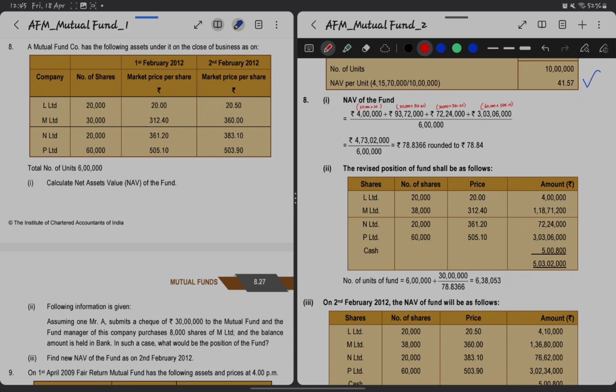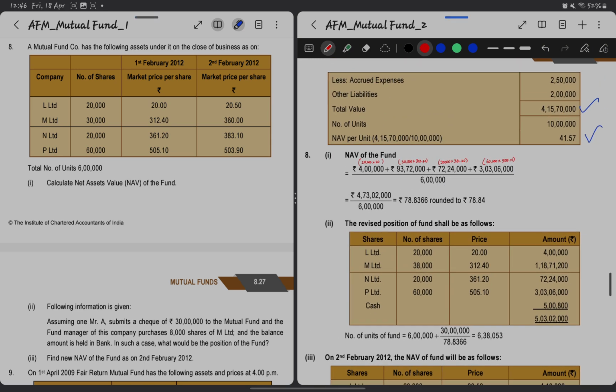Question 8. A mutual fund company has the following assets under it at the close of business on 1st February 2012 and 2nd February 2012. They have assets in four companies. The number of shares and the market prices for 2nd February and 1st February are given. They also told us the total number of units is 6 lakh units on those dates. Now calculate the net asset value of the fund.